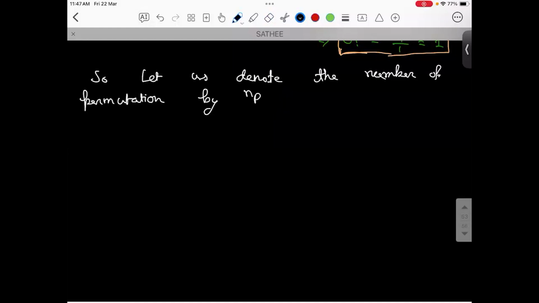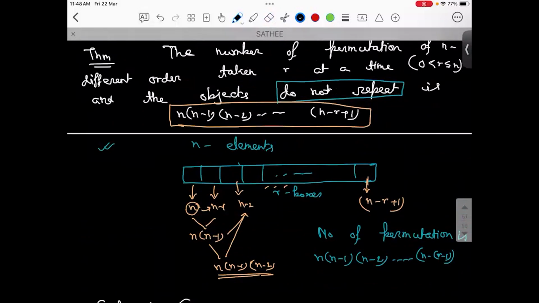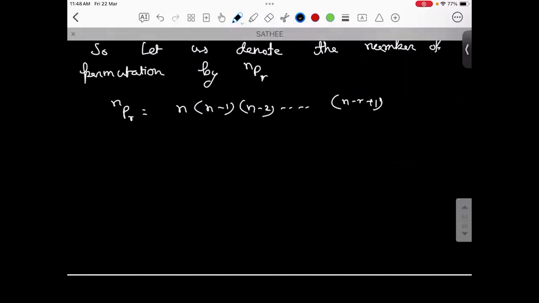So the permutation is given by NPR. Now what is NPR? It equals n into n minus 1 into n minus 2, and so on up to n minus r plus 1. This is the formulation, which I can also write with n minus r plus 1 at the end. Now I will multiply the upper and lower part by n minus r, n minus r minus 1, and so on.